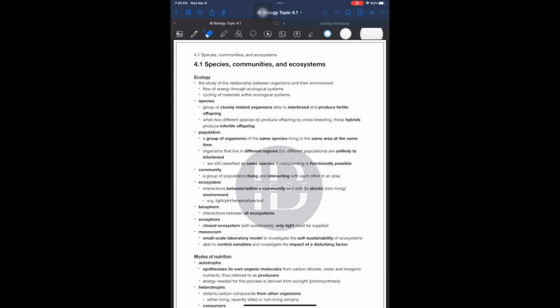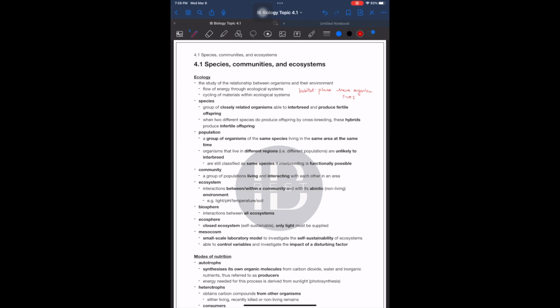I realized that I missed a key definition that we have to go over, which is habitat. Let me just quickly write that out. A habitat is basically the place where an organism lives. Okay, so there's that. I forgot to put it in the notes.